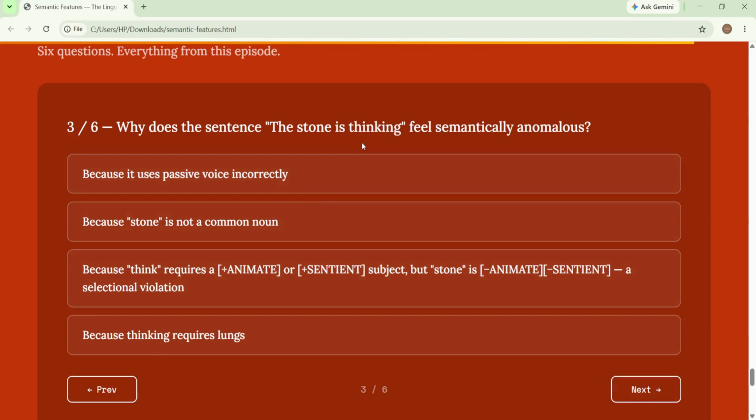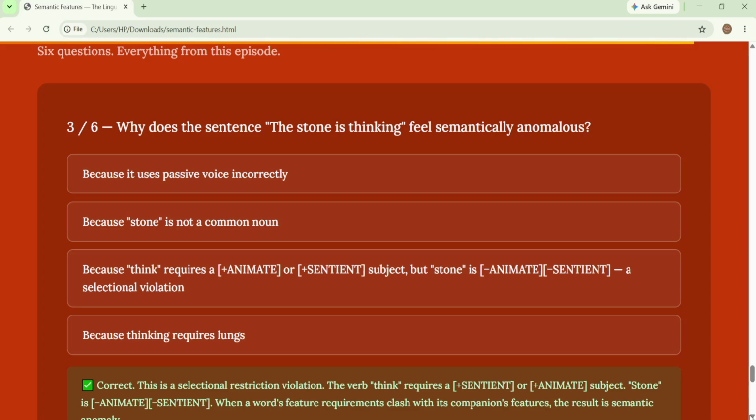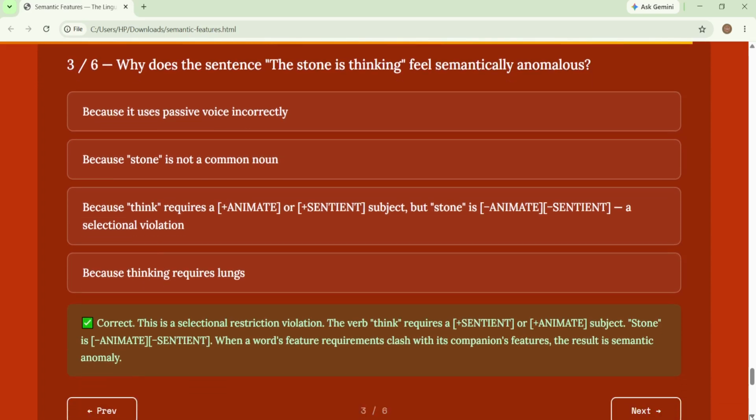Why does the sentence "the stone is thinking" feel semantically anomalous? Because it uses the passive voice? Well, we're not discussing active and passive voice, so it's out of the box. Because stone is not a common noun? Well, categories are out of the box. Because thinking requires lungs? Well, we're not discussing biology. Because thinking requires an animate, sentient subject, but stone is negative in both features. So this is the correct option.